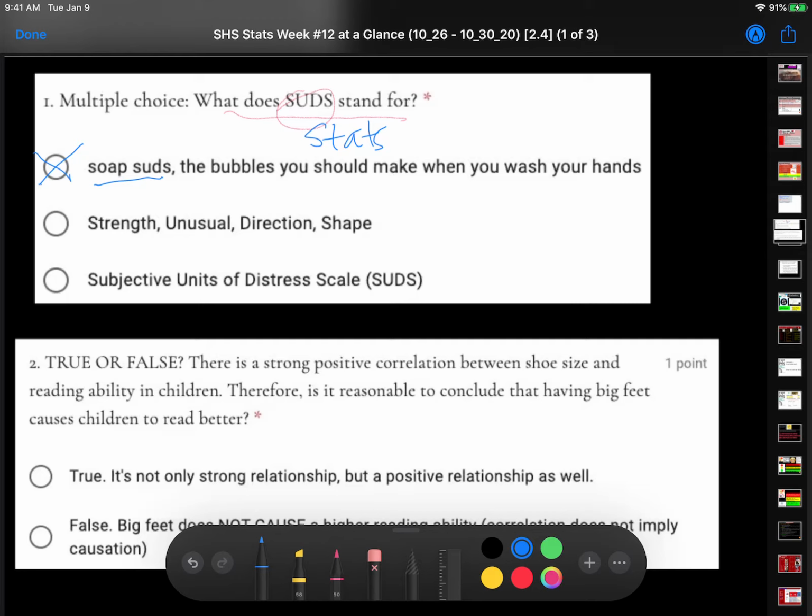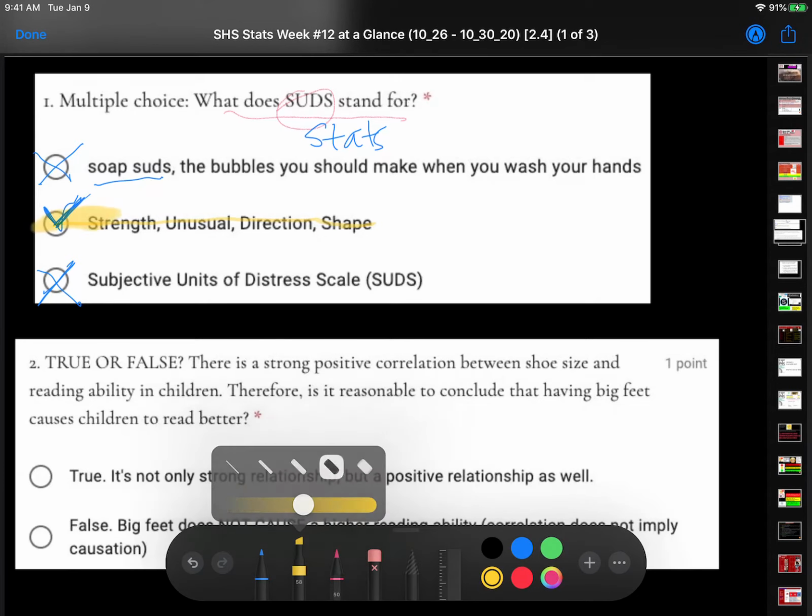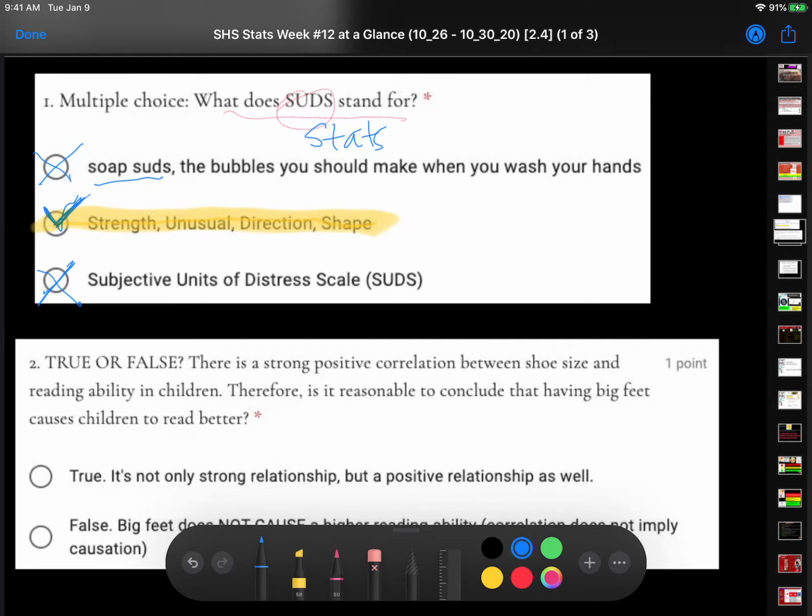Subjective units of distress scale. I don't know, I just typed in SUDS into the internet and that's what it came up with. So it's not this one. It is the middle one here. This is your answer. What does each of those mean?